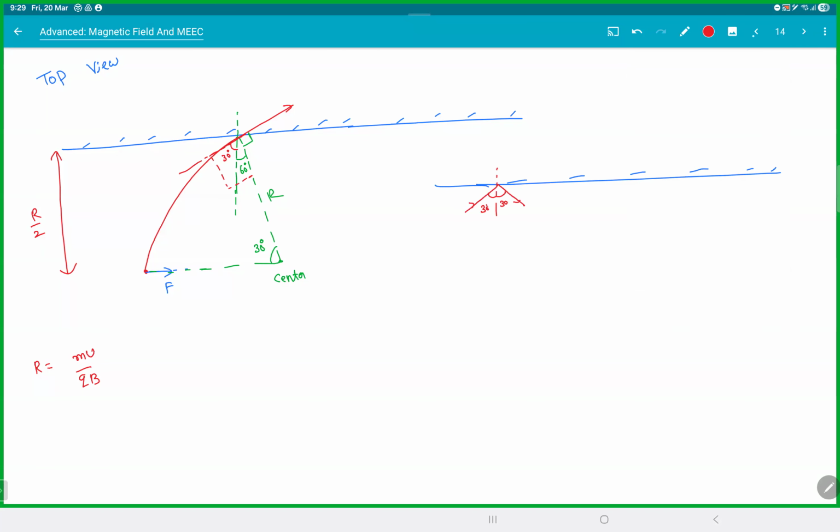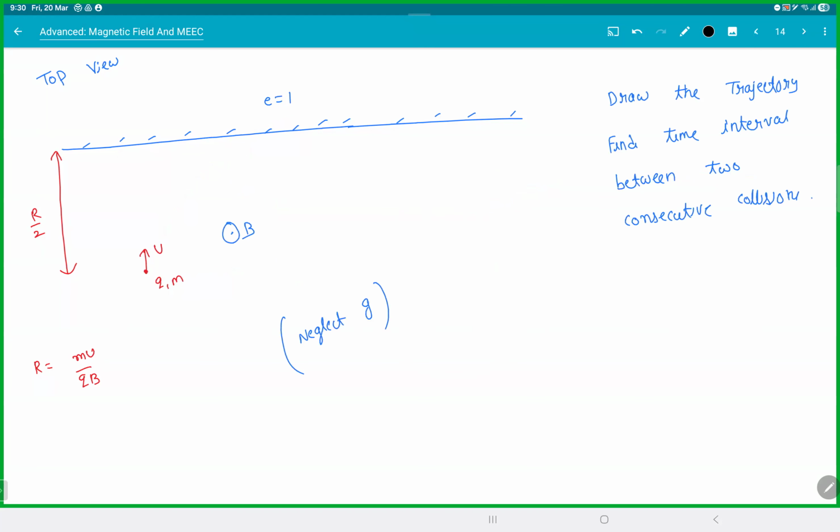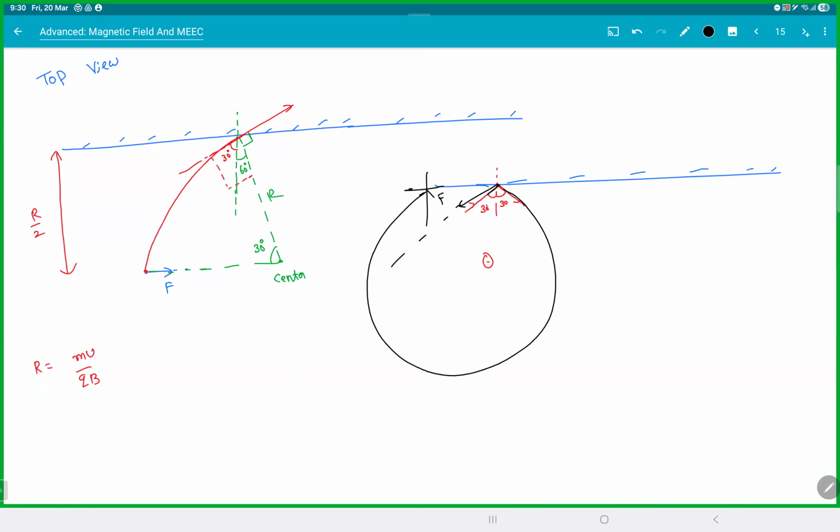The magnetic field is out of the plane. So QV cross B, yeah, it would go this way. It'll have a force somewhat in this direction. 30, 30, na, force will be like this. It will go in a circle like this. It will collide with this. Again, it will be velocity this way. Then again, it will go this way. Hey, it is going back now. It's going to the left side.